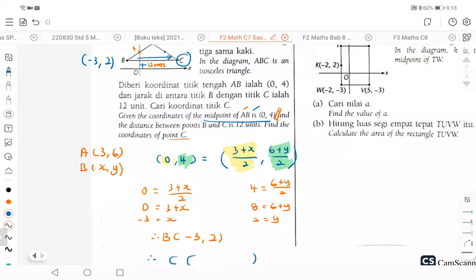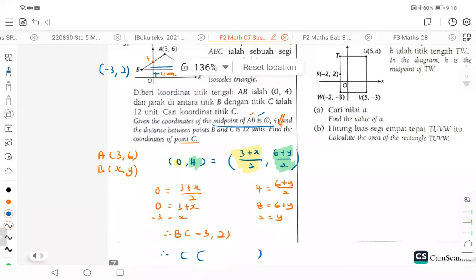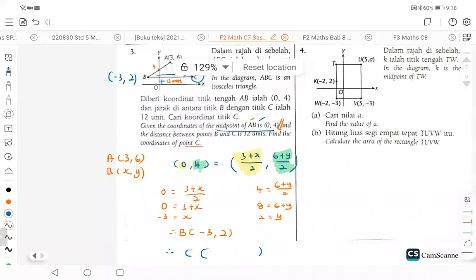How did you get negative 1, 2? Negative 1. How did you get negative 1? 2 times 0. Yeah, 2 times 0 is 0. Any number times 0 is 0.